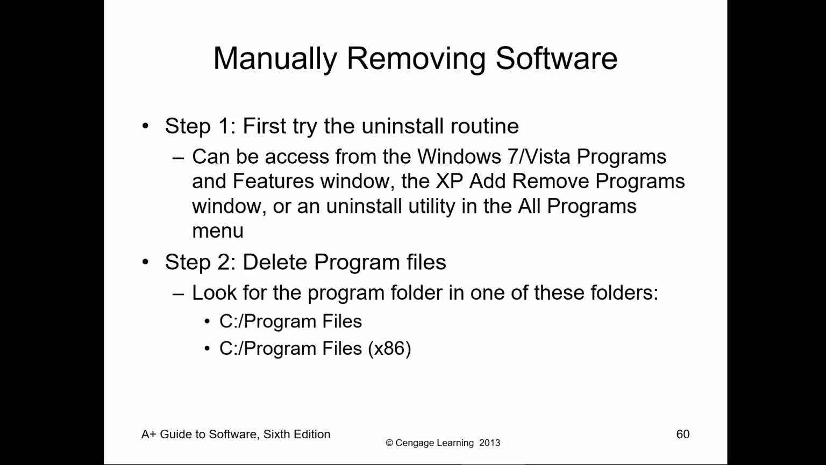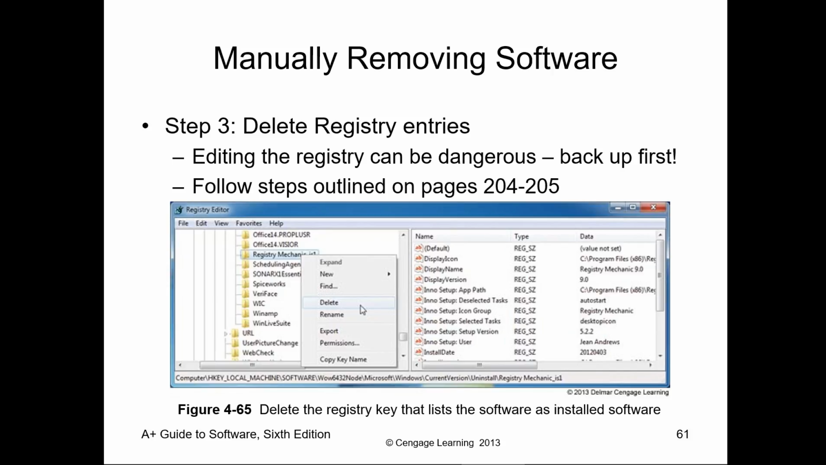Step 1, try the uninstaller first. Step 2, delete all the program files. So double check Program Files and Program Files x86. Make sure all of those components are gone. Next, go to wherever you're looking for the registry keys for that software. Double check our textbook. Make sure you have a backup of the registry first. Make sure you're only deleting the registry keys for the program you're uninstalling. Be very careful.